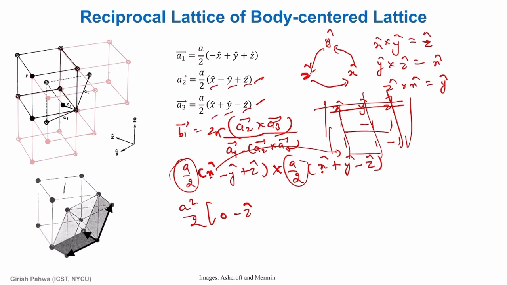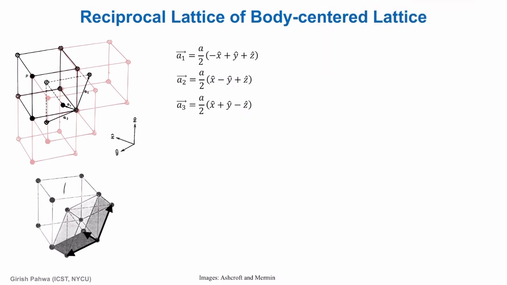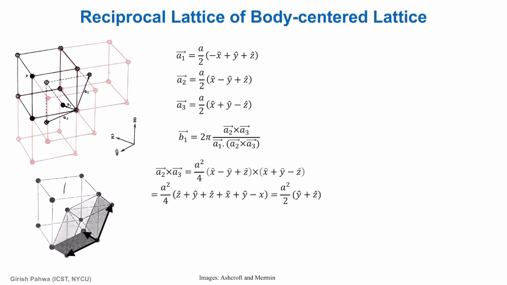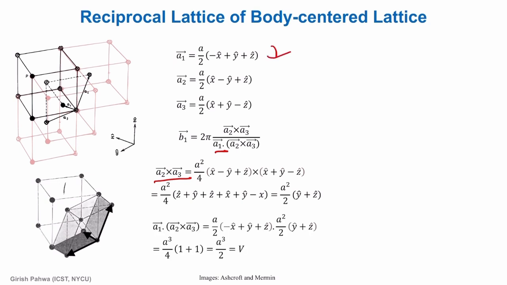So eventually what you get is, you can try this example. You get a square by 2 into y cap plus z cap, that is a2 cross a3. And if you take the dot product with a1, you can do that. So you get simply a cube by 2, a scalar number.